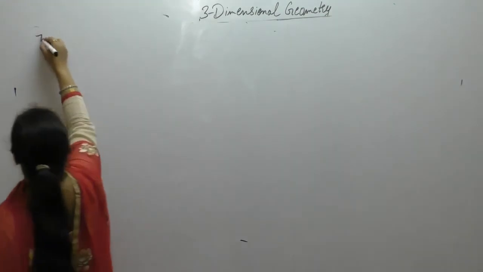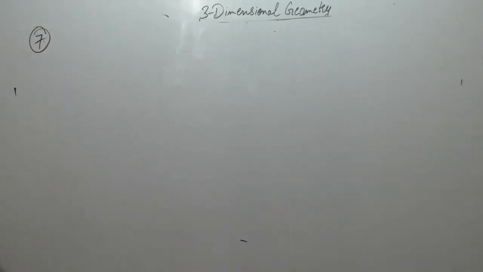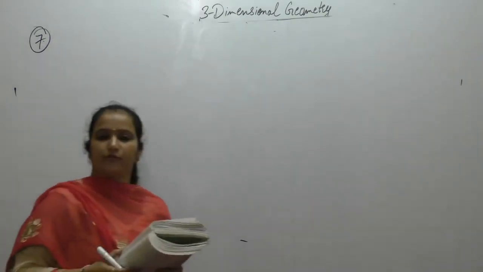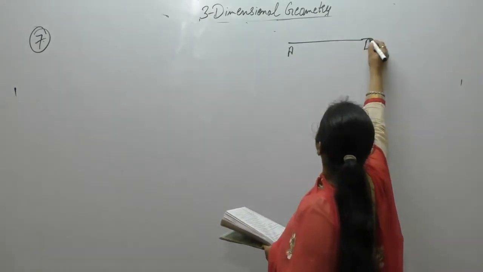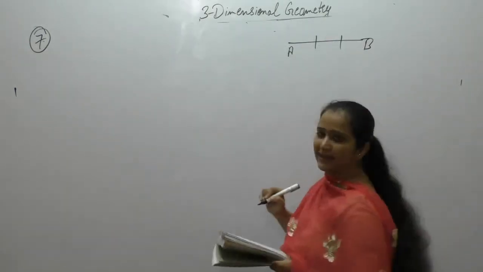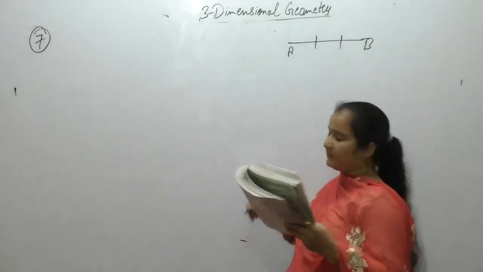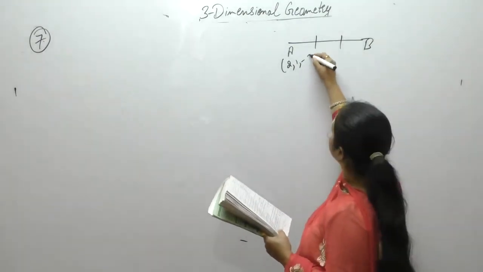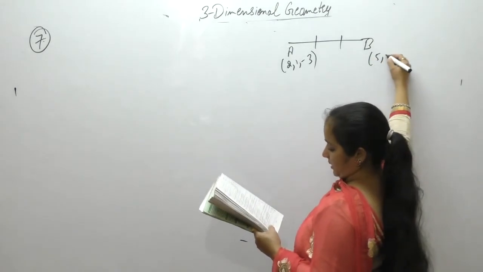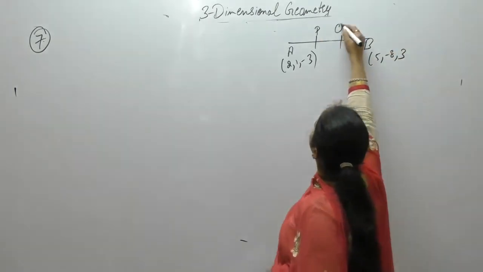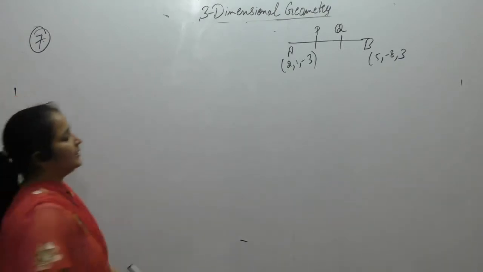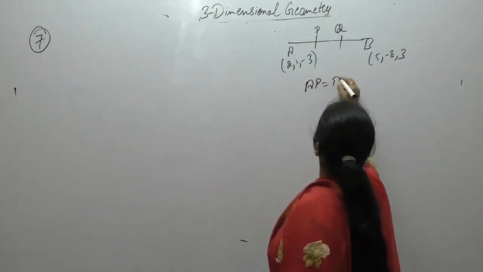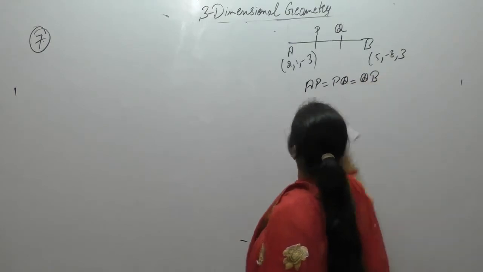Now next question. Find the coordinates of point which trisects the line segment AB. Trisects means line segment is divided into 3 equal parts. AB, given that A is 2, 1, minus 3, B is 5, minus 8, 3. Let P and Q be the points which trisect AB. Therefore, AP is equal to PQ is equal to QB.